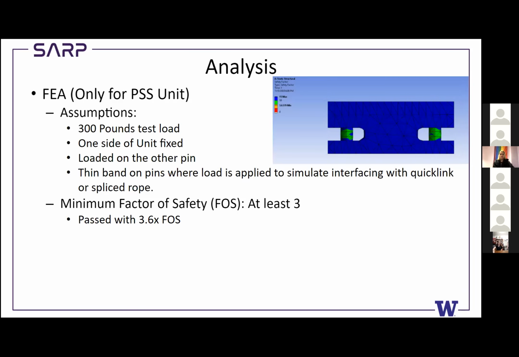So the FEA was done for the PSS unit only because it's really hard to run FEA on ropes and other flexible items. So the assumptions were we used a 300-pound test load, and we fixed one side of the unit. We fixed one of the pins, and we put the load on the other pin. And this year, unlike last year, we actually put a thin band on the pins where the load is applied to simulate that interface with a rope or some other quick link where that load would actually be applied. And it passed with a 3.6 factor of safety.